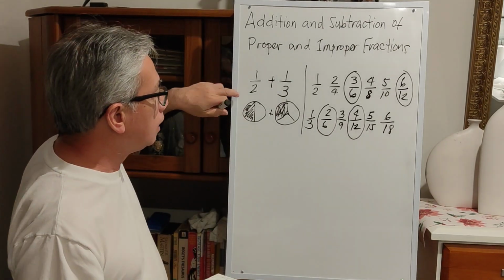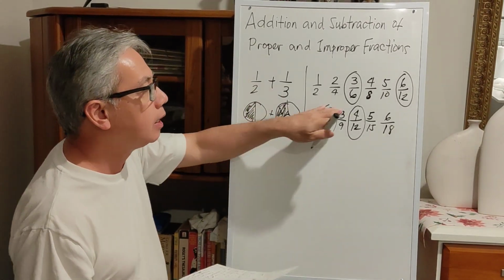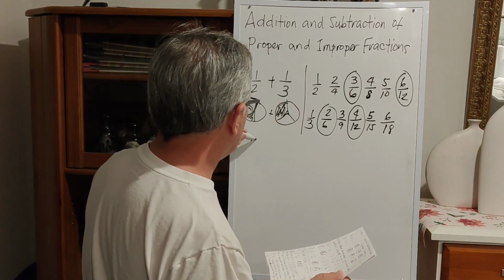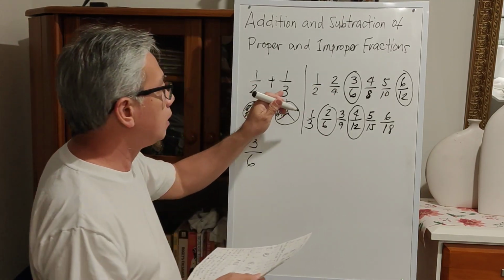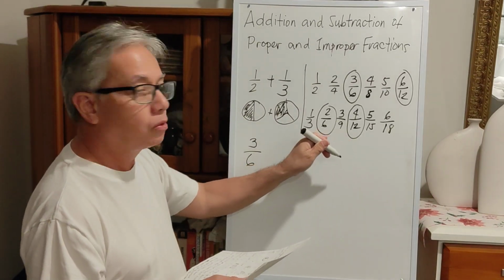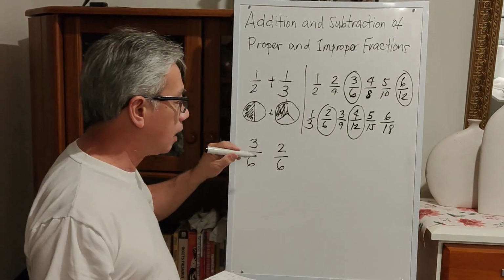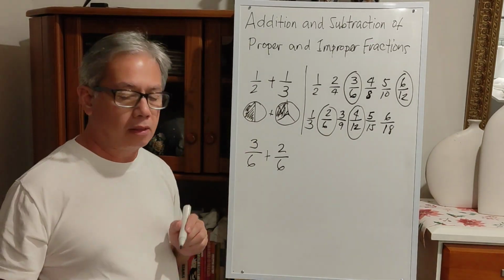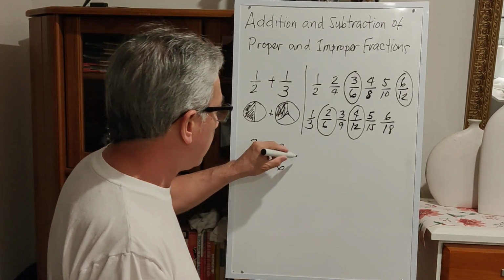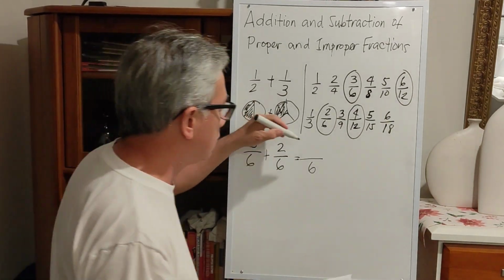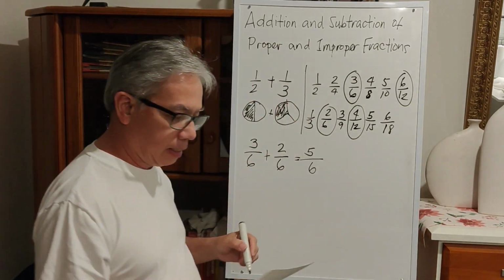So this one and this one have the lowest denominator. So now we can replace 1/2 by 3 over 6, and then 1/3 becomes 2 over 6. Now they have the same denominator. So if we add that, we just copy the denominator, and then 3 plus 2 is 5 over 6.